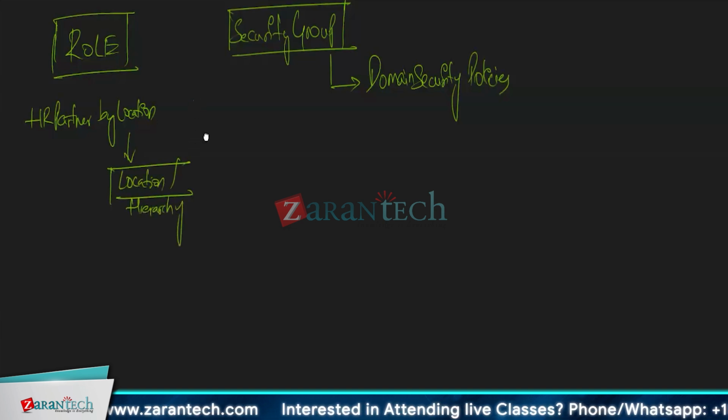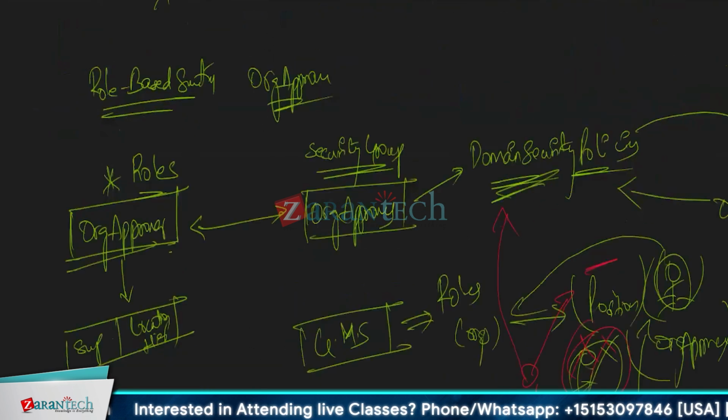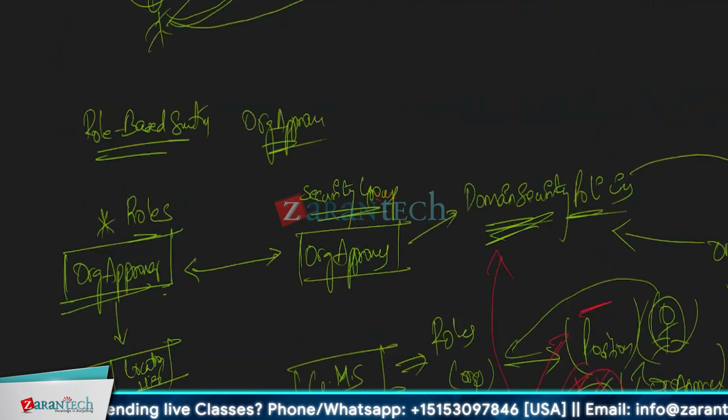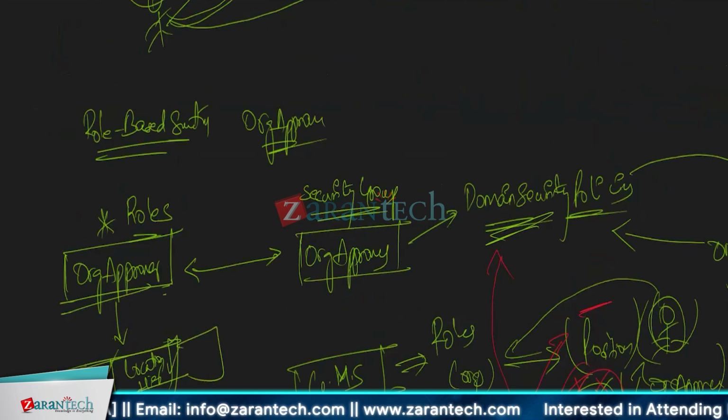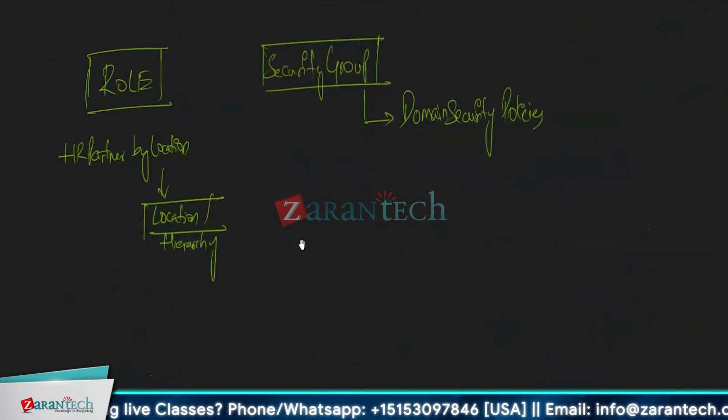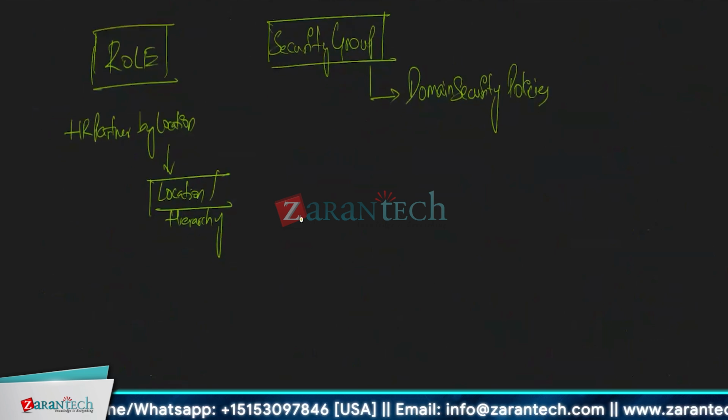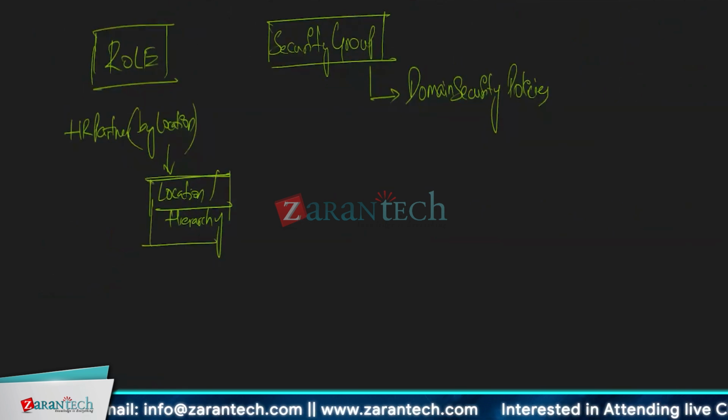I said here, if I go here, this particular role will be assigned on a specific org. It can be a supervisory org, location hierarchy, cost center, or company. It could be any one of the organizations. So I have configured this HR partner by location role on a location hierarchy in Workday. Okay, so you have defined this role.